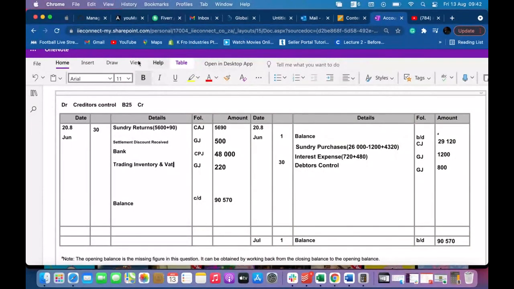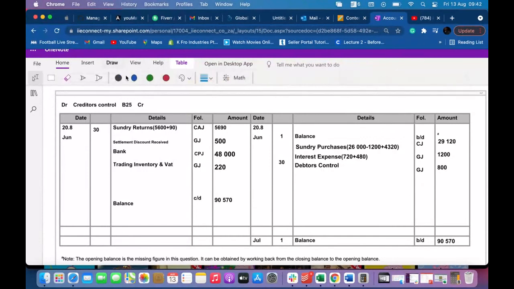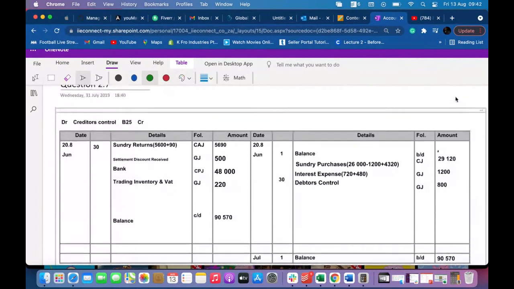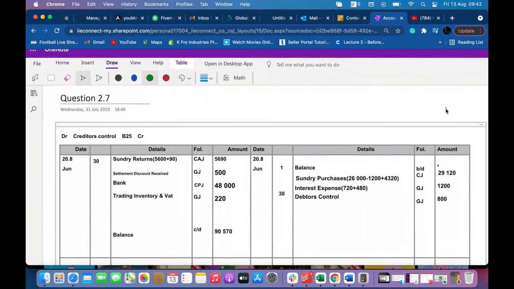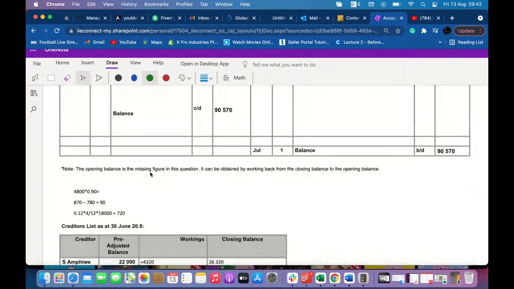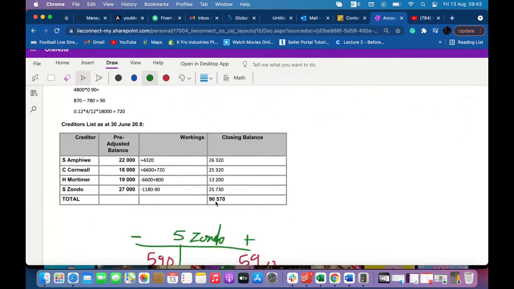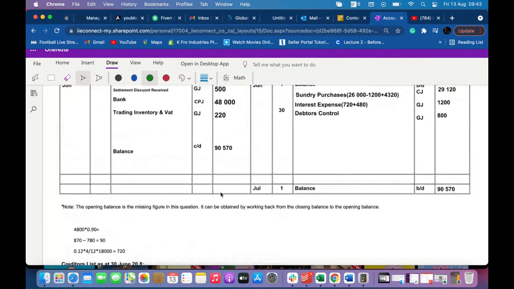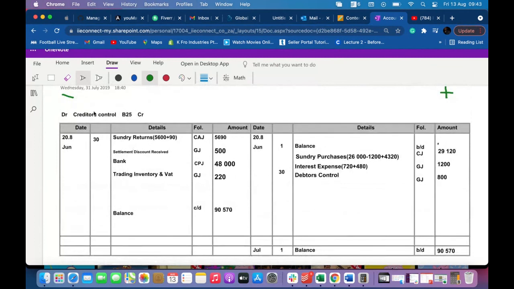Because remember, I'm going to just quickly draw this for you guys. We did say, and we've been saying this for the last 2 days actually, that your creditors increase on the credit side and decrease on the debit side. So if our balance brought down is actually on the debit, we're saying our creditors actually owe us, right? And we don't owe them.